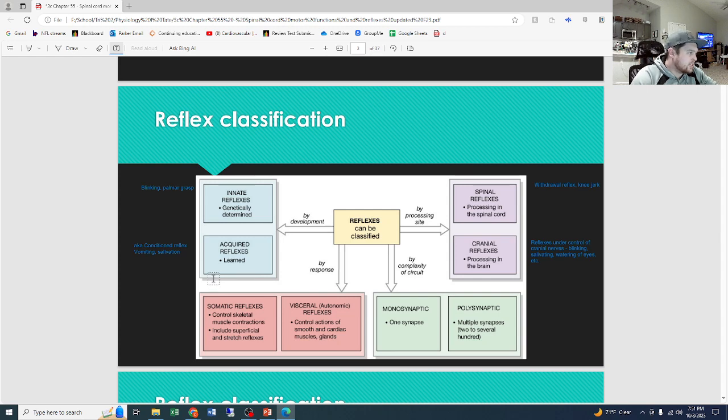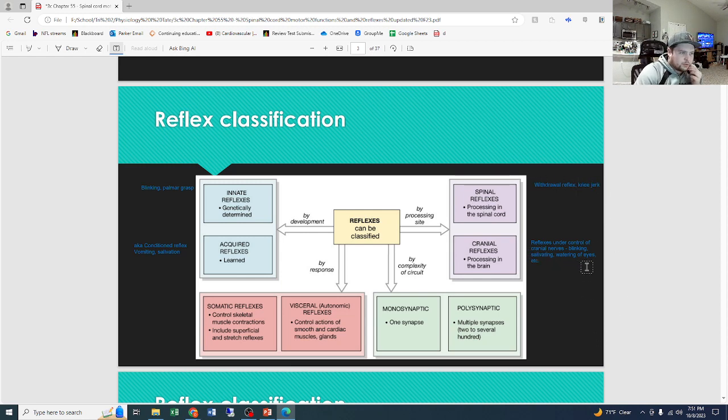Acquired reflex would be a conditioned reflex, like vomiting or salivation to certain things. Those who are really, really sensitive to somebody gagging or somebody else throwing up, that's an acquired reflex. Salivation is also an acquired reflex, because when we get around specific foods, or we smell specific foods, we start to salivate. That's a learned reflex. Spinal reflexes, we'll go over a couple, the withdrawal reflex and the knee jerk.